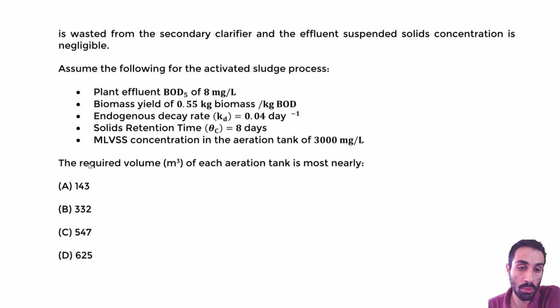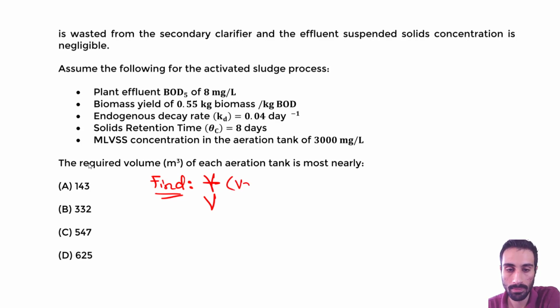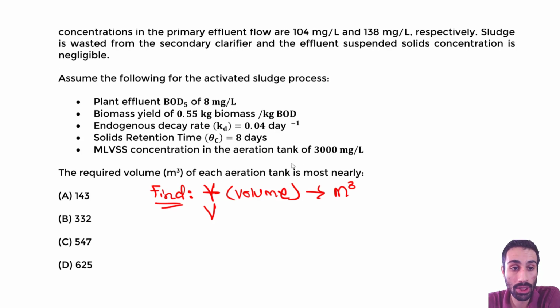So the goal is to do what? The required volume in cubic meters of each aeration tank is most nearly what? That's what we want to find: the volume. I'll use this symbol for volume, or you can use V for volume, though V is usually velocity. We want units of cubic meters for the aeration tank.